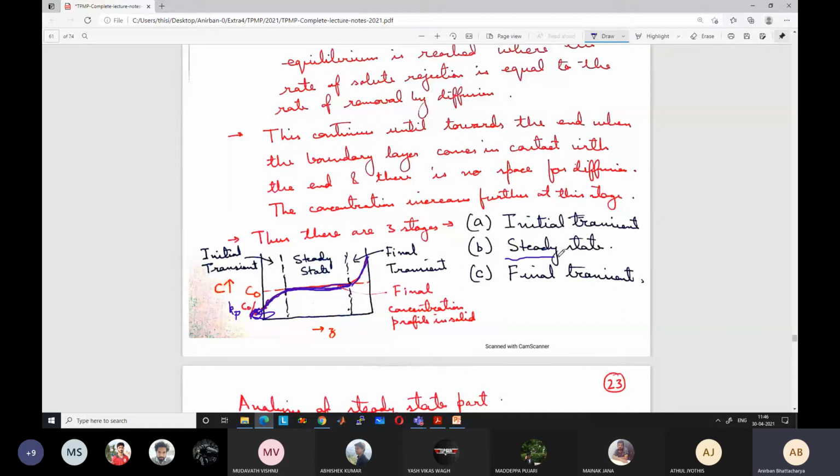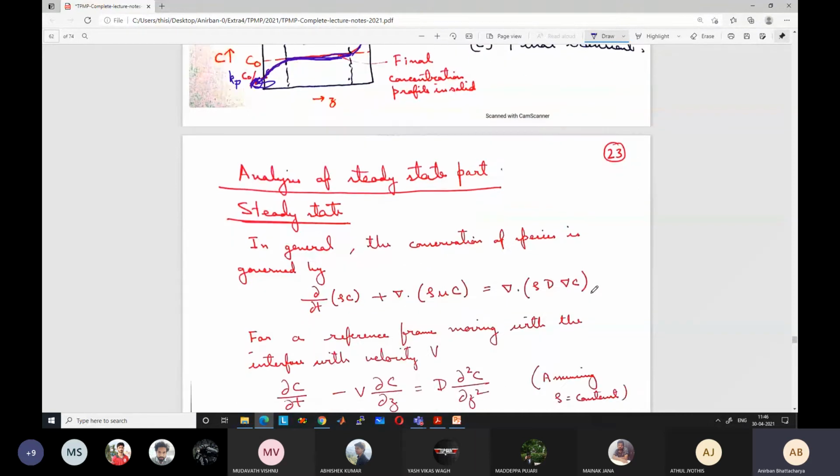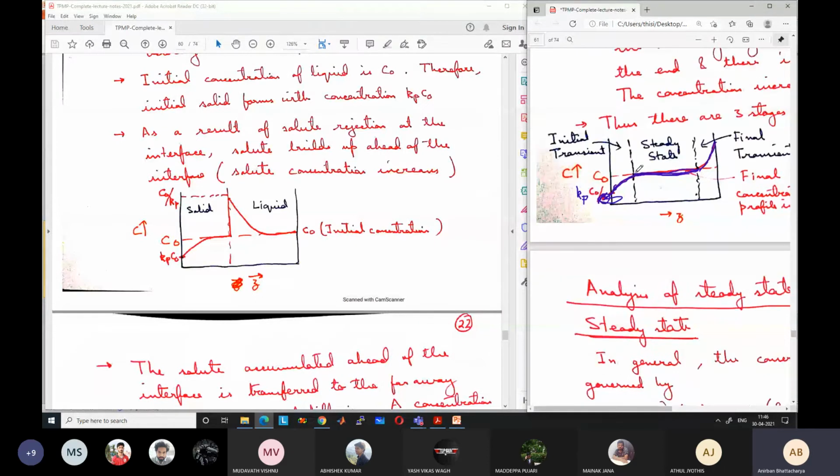Sorry, we will discuss the steady state process, not the final. The final transient is too difficult to capture analytically. We study the steady state process. Okay. Any questions up to this point?